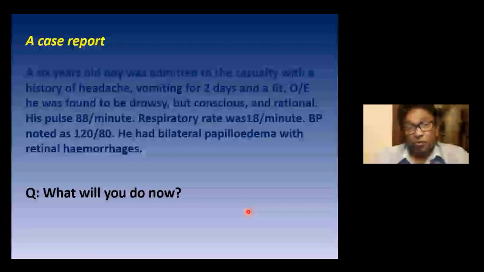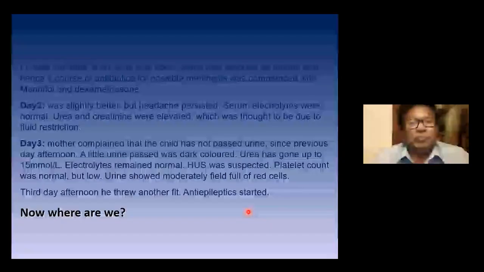What will you do now? Obviously, LP was not done because of papilledema. A CT scan was done, which was reported as normal, and hence a course of antibiotics for possible meningitis was commenced with mannitol, dexamethasone, and also fluid restriction. Right. If there are doctors, just tell me, is the treatment okay? Anybody?